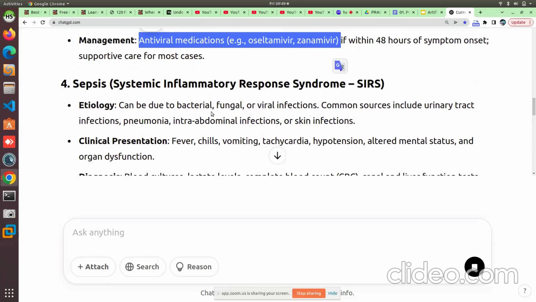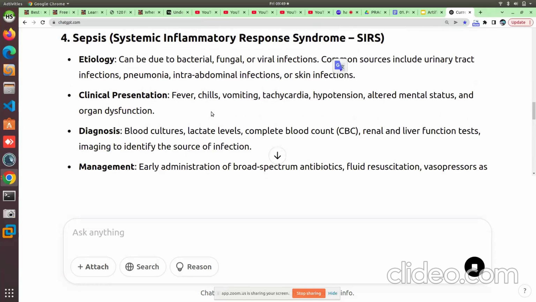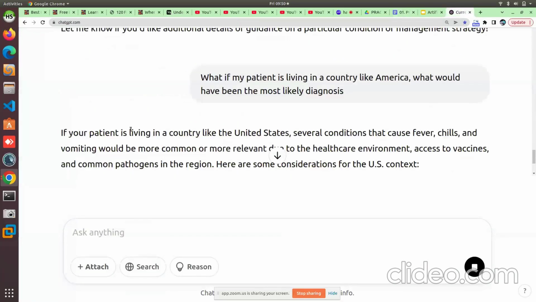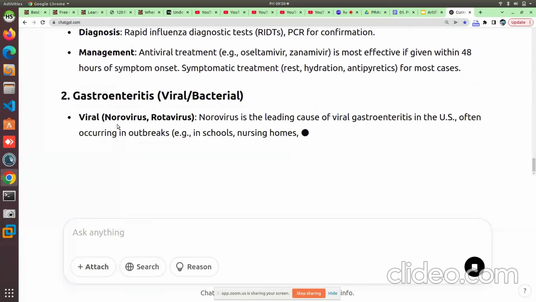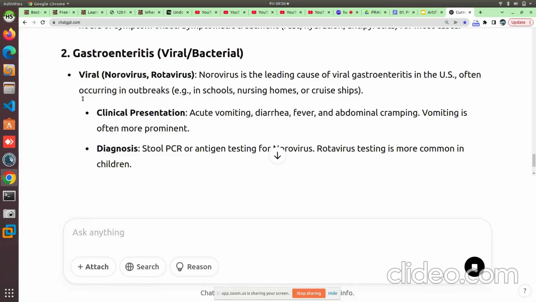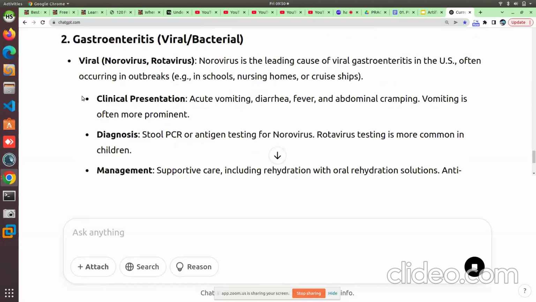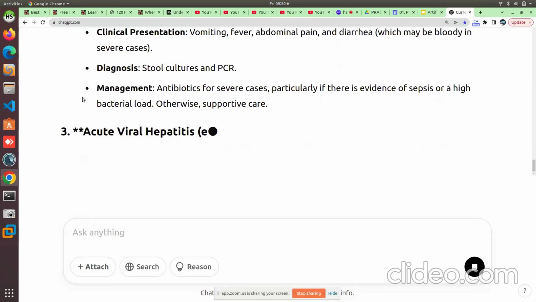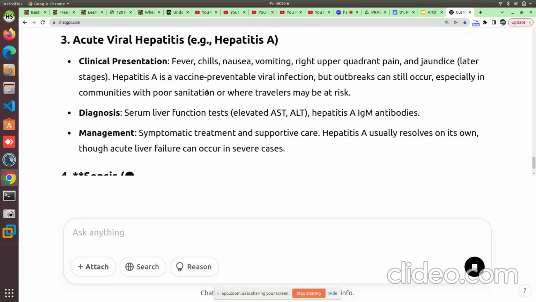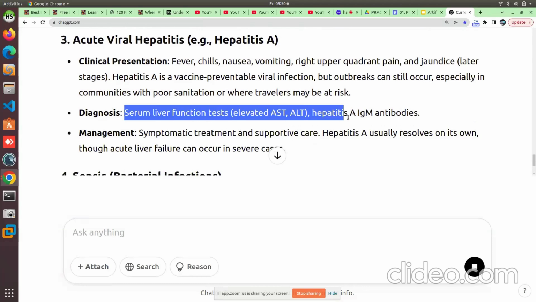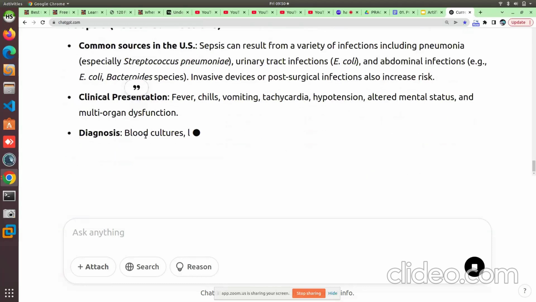Causes being sepsis, influenza, malaria, and the rest. Now, if I tell it that my patient lives in America, it will continue with the conversation. It understands that we are talking about something. So if the patient lives in America, now it's talking about influenza, gastroenteritis, and a few others, but malaria is not the top one again. And because I told it I'm a doctor too, it's giving me some of the tests that we have to do and all that.